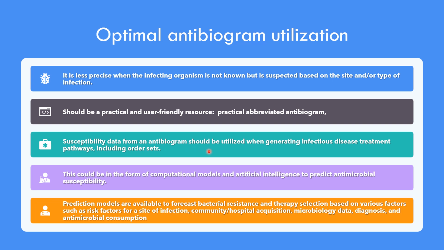Susceptibility data from an antibiogram should be utilized when generating infectious disease treatment pathways. So you need to go back to the antibiogram and see it when you want to generalize or adopt any kind of infectious disease treatment pathway. This could be in the form of computational models. For example, if you would like to have an easy way, it can be in the form of a computational model or artificial intelligence to predict antimicrobial susceptibility.